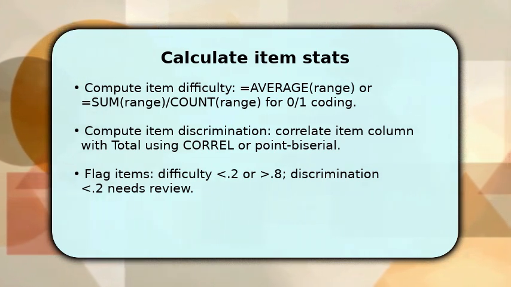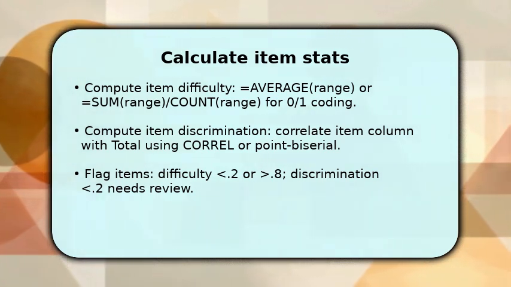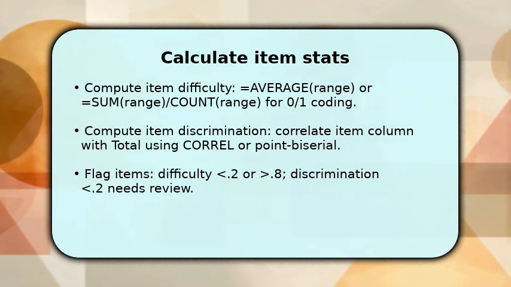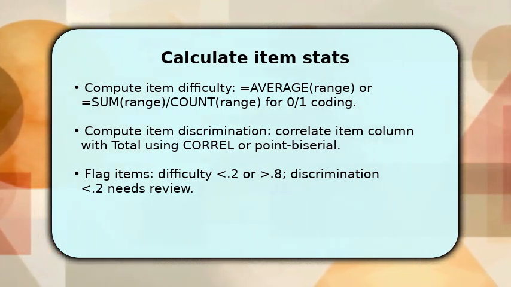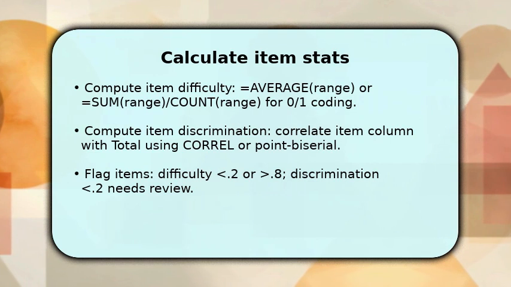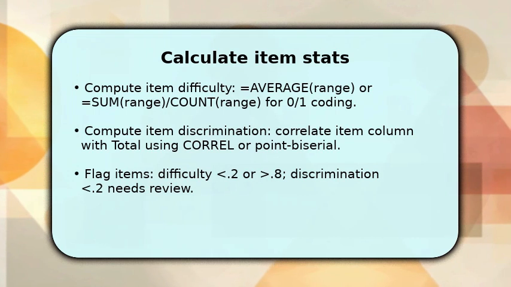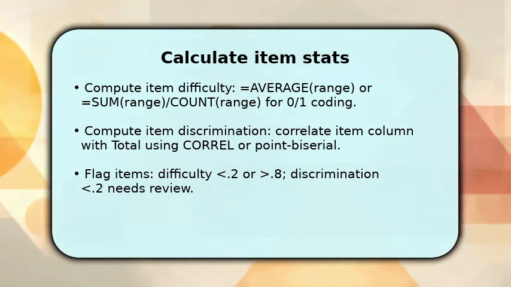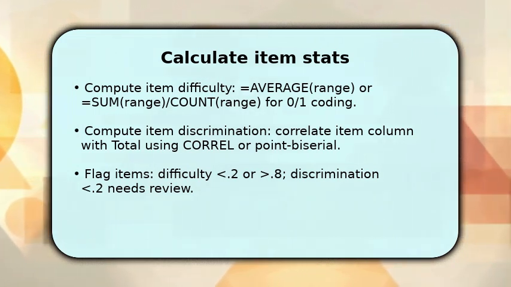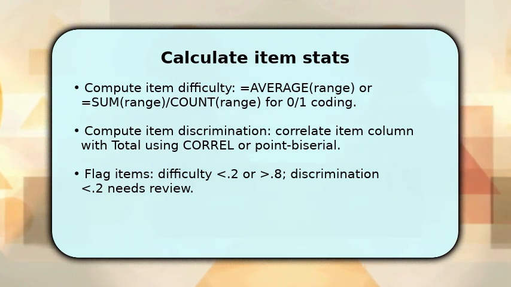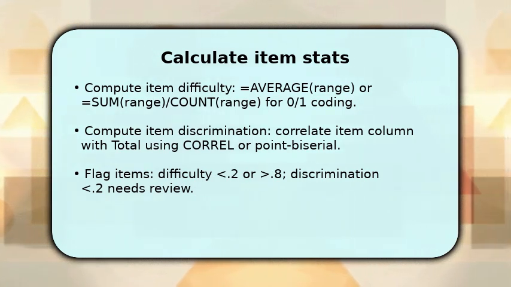Once difficulties exist, create a total minus item column to avoid spurious inflation, and then use CORREL between each item and that adjusted total to estimate discrimination. After computing, sort items by discrimination and difficulty to spot weak items. Make sure to document formulas next to each item so changes remain transparent.